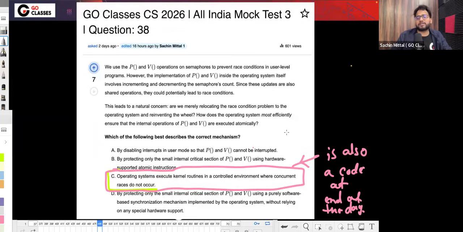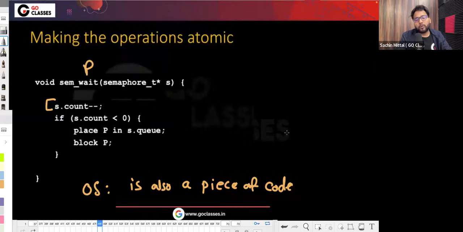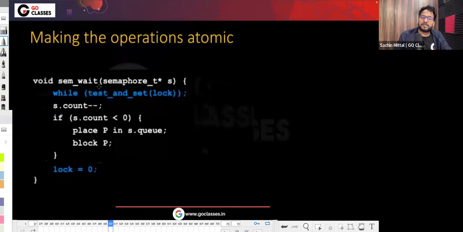But how do we prevent this race condition? Let me tell you. We prevent this race condition by using hardware support. We have something like test and set, some hardware-supported instructions that we need here, which means we will be writing test and set here.